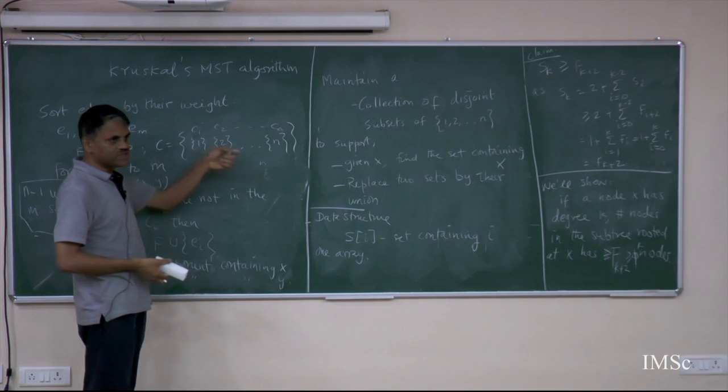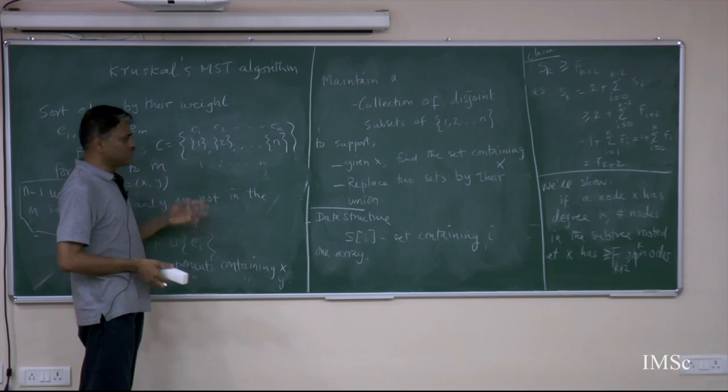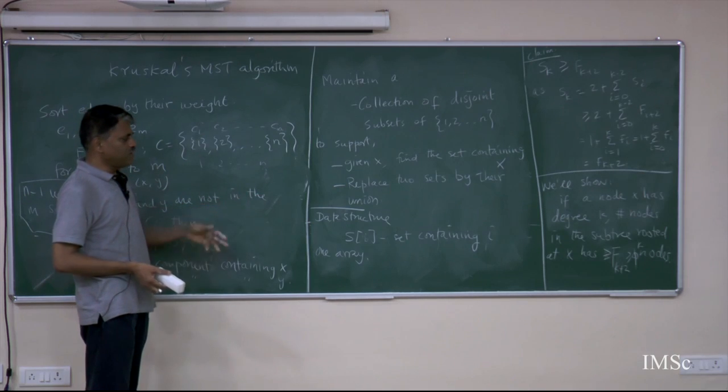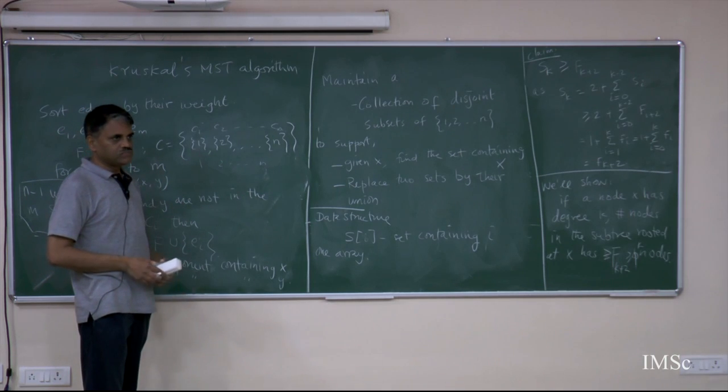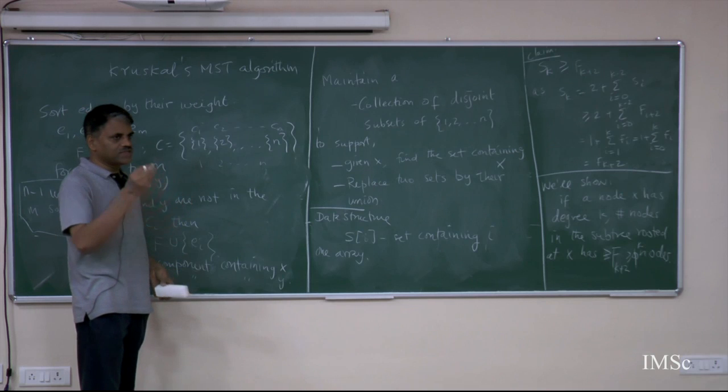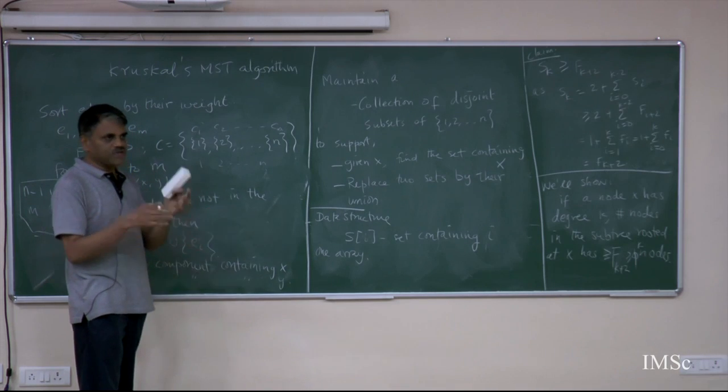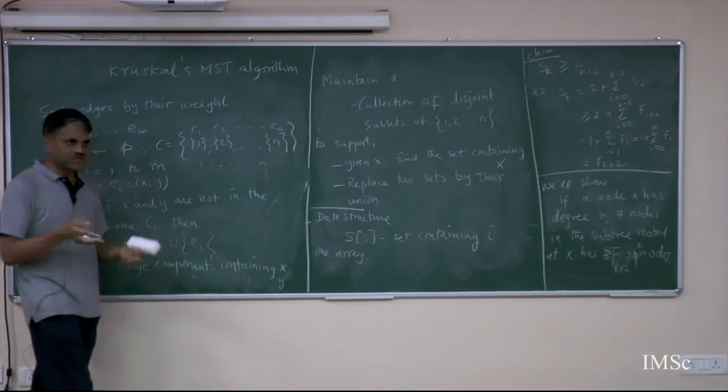Initially they are all singletons, so I'll just pick one element. My S of i would be i, because the ith set contains element i. But as I move on, I pick one of the sets and change the label.